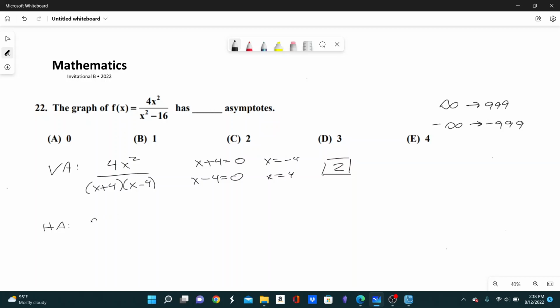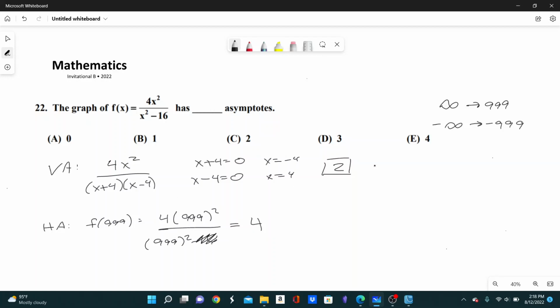So let's see, if we put in f of 999, we get 4 times 999 squared divided by 999 squared minus 16. 999 isn't infinity, obviously, but as that number gets bigger and bigger, this minus 16 here becomes more and more insignificant, to the point where we can just pretty much ignore it. And so now the problem turns into just 4 times 999 squared divided by 999 squared. And so here we have a horizontal asymptote at y equals 4.